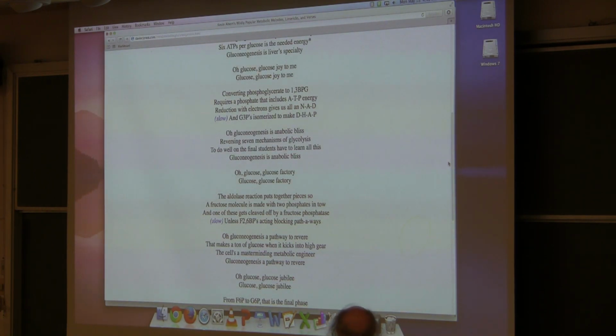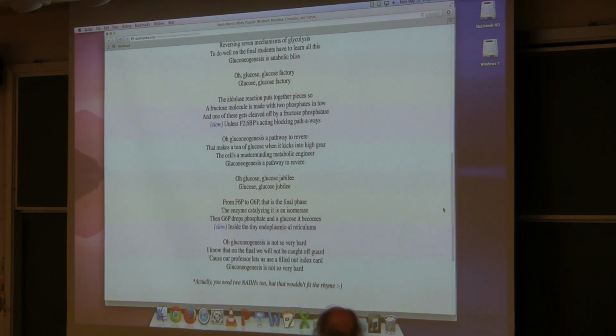The aldolase reaction puts together pieces so a fructose molecule is made with 2 phosphates in tow, and one of these gets cleaved off with a fructose phosphatase, unless F26BP's acting, blocking pathways. Oh, gluconeogenesis, a pathway to revere that makes a ton of glucose when it kicks into high gear. The cell's a masterminding metabolic engineer. Gluconeogenesis, a pathway to revere.